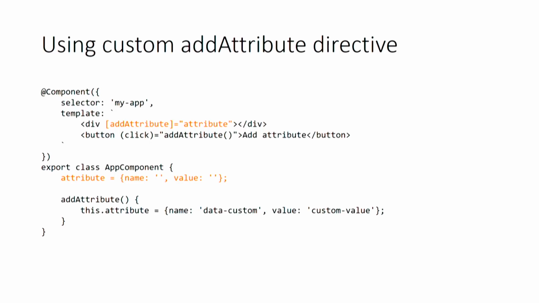The name for the directive is addAttribute, and you can see that it has an input binding with the same name. When a user clicks on a button, we assign a custom attribute name and its value to the bound attribute property. Then, during change detection, the data binding mechanism synchronizes the changes to the directive, and we get an attribute added to the DOM element. So nothing new here for you, I think.